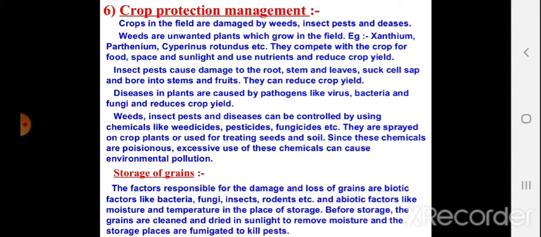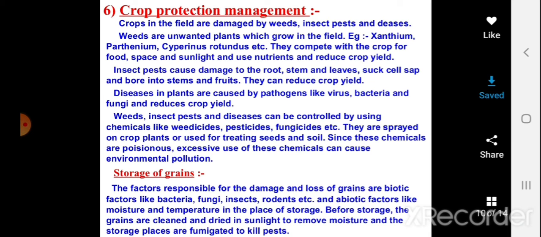Insect pests cause damage to the roots, stems and leaves, suck cell sap, and bore into the stems and the fruits. That means they actually damage the cells of our stems, fruits and leaves. So they can reduce the crop yield and the quality of that yield. Now diseases in plants are caused by pathogens like viruses, bacteria and fungi, and they reduce the crop yield.